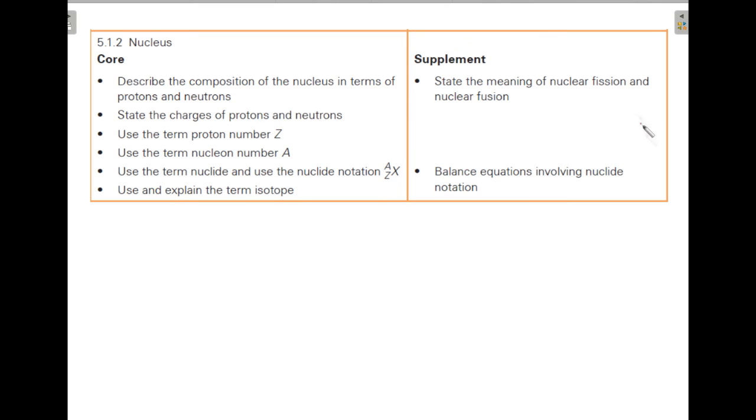So these are the specification points again. So we've done the balancing equations last. We talked about some definitions for nuclear fission and fusion. And before that we looked at all of these basic core points here. Hopefully this has been a helpful video.